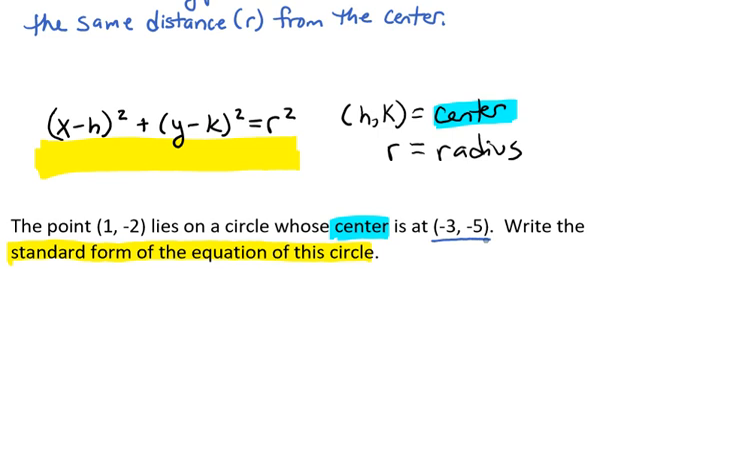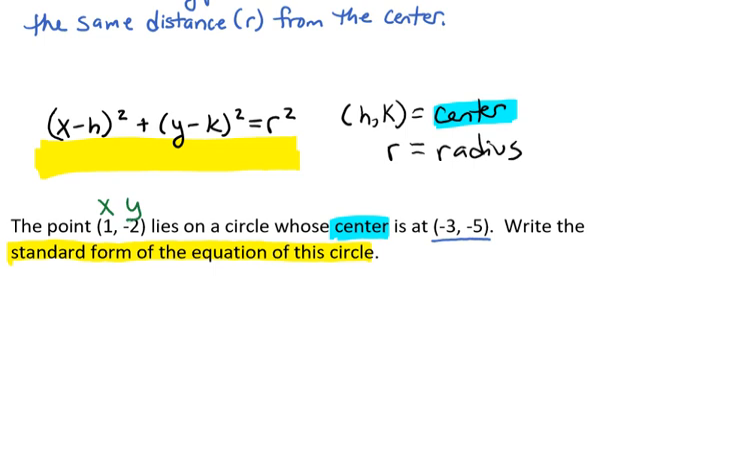And then it gives us a point that lies on the circle. It didn't give us the r, so we need to find our r first. So it gave us the x and the y, and we're going to use that to find our r first.